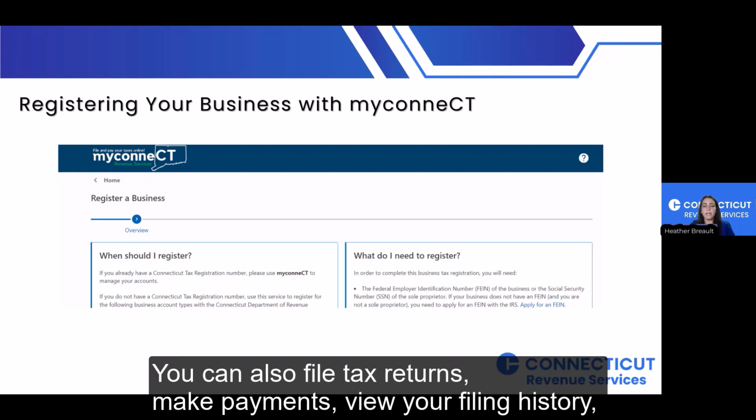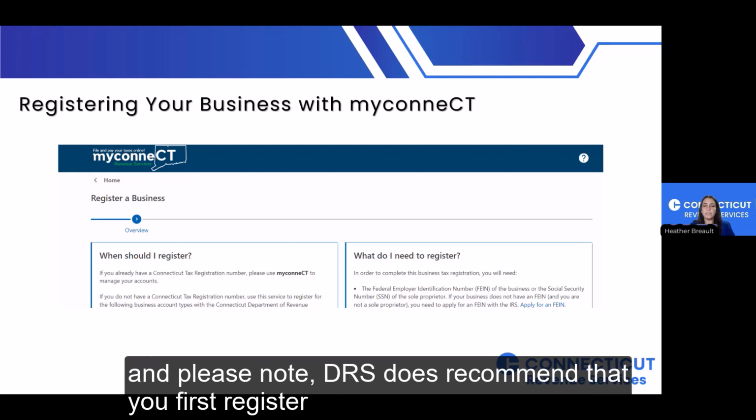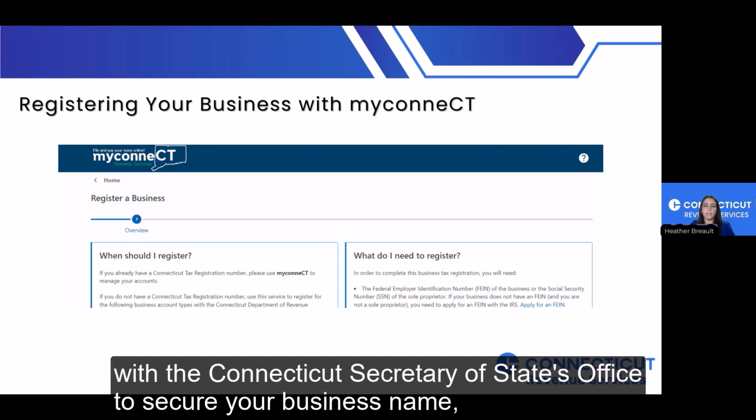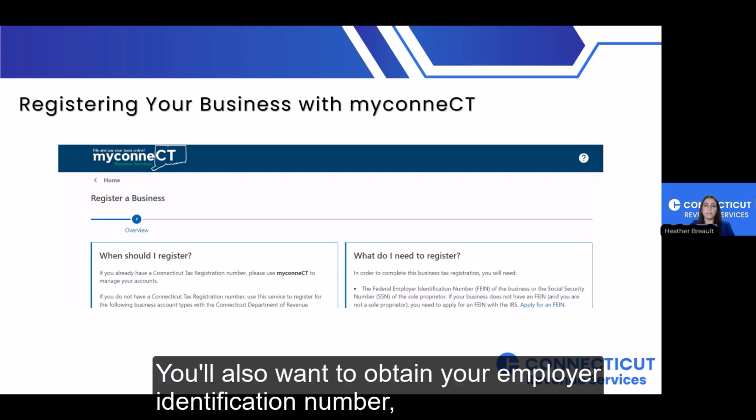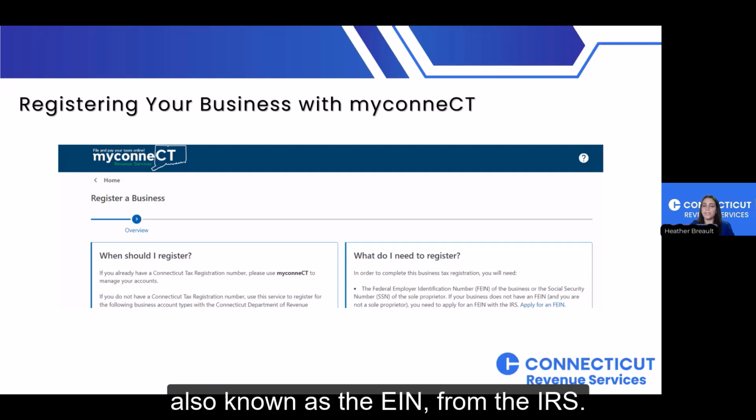You can also file tax returns, make payments, and view your filing history. And please note, DRS does recommend that you first register with the Connecticut Secretary of State's office to secure your business name before registering with DRS. You'll also want to obtain your employer identification number, also known as the EIN, from the IRS.